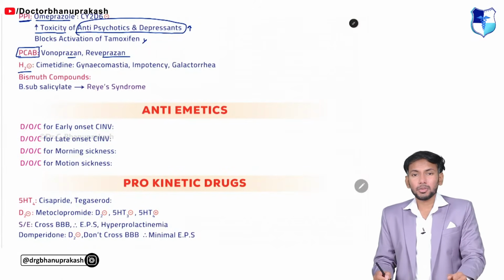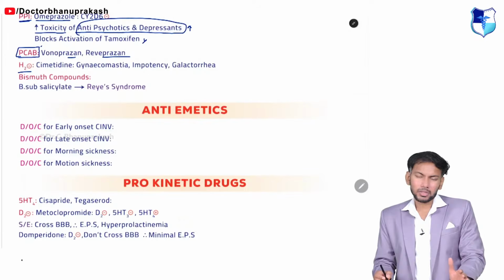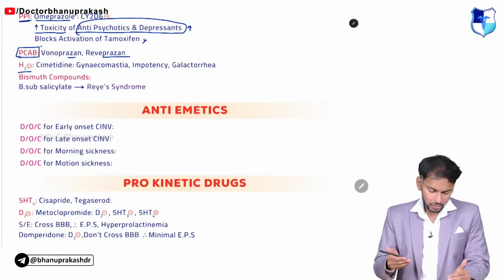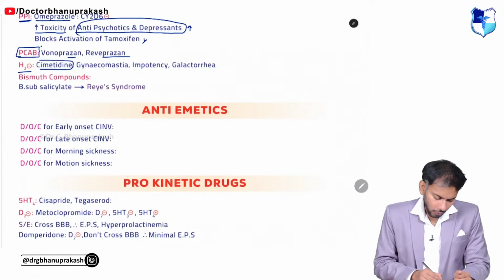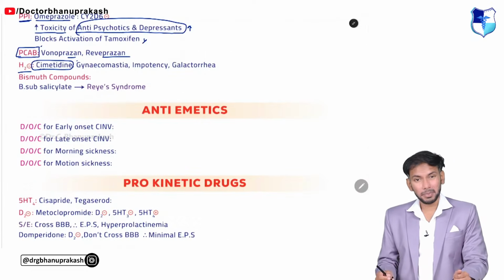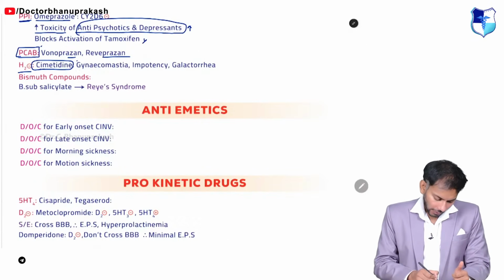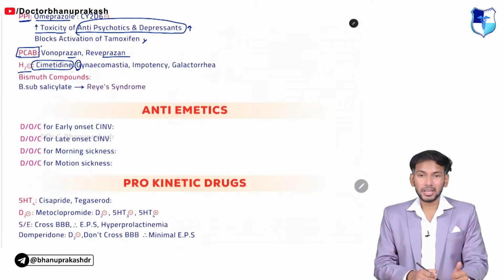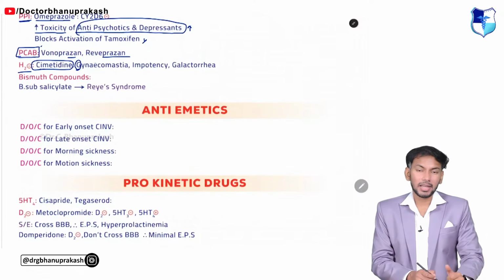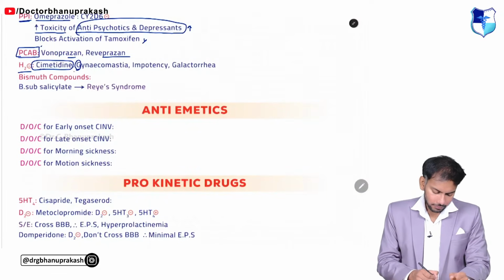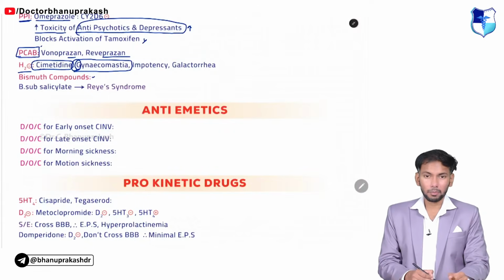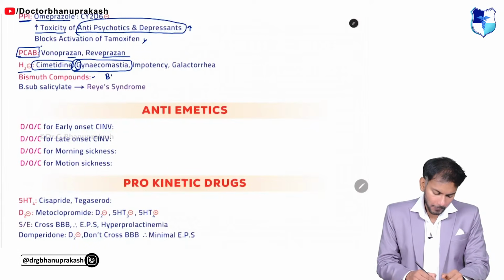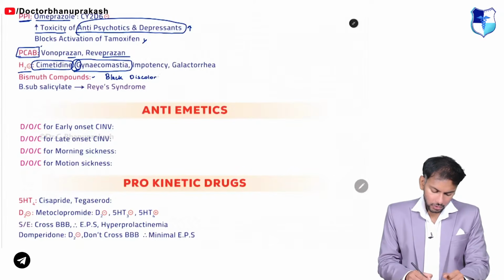If you are blocking the H2 receptors, this will also decrease acid production. The important one is cimetidine. Why? Because it has a lot of side effects that can be asked in the exam, that is gynecomastia. You must have studied the DISCO drugs. In DISCO, C is for cimetidine. It will cause gynecomastia. Next are bismuth compounds. Bismuth compounds will cause black discoloration of stool and tongue.